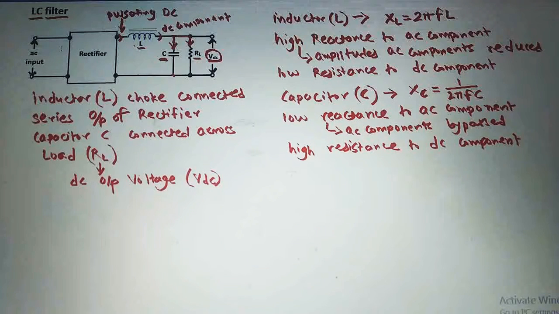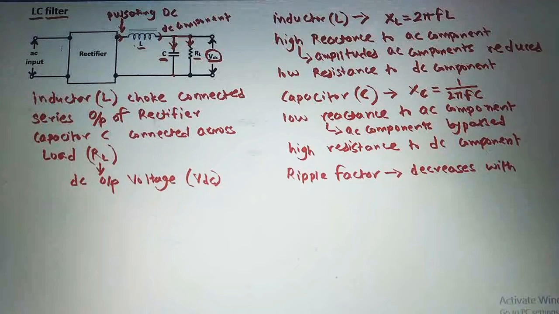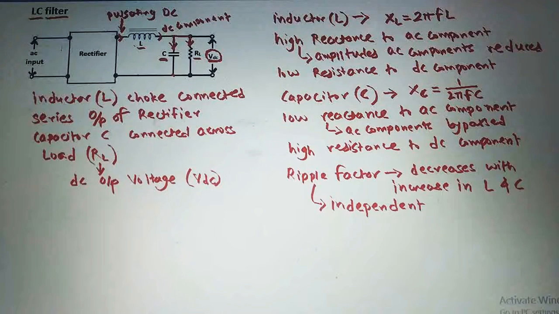Now the next point, the ripple factor. The ripple factor of this LC filter decreases with increase in the inductance L and the capacitance C. So the ripple factor of LC filter decreases with the increase in the inductance of inductor and the capacitance of the capacitor, and this ripple factor is independent of the load resistance RL.